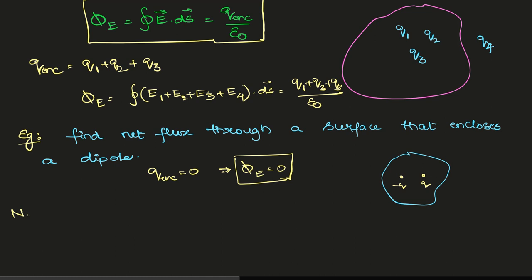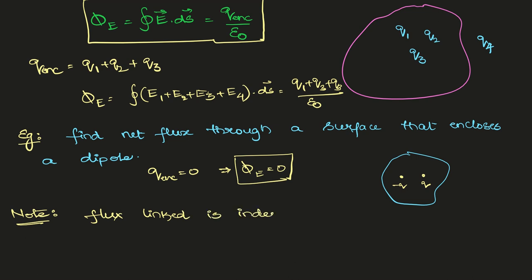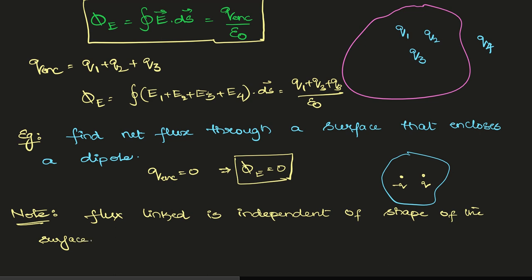And another interesting point to note is that the net flux is 1 by epsilon naught times the charge enclosed by the surface we are considering. So flux linked is independent of the shape of the surface that is enclosing the charge.